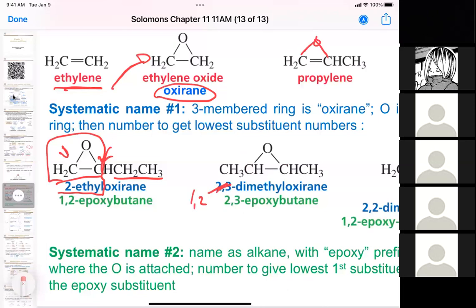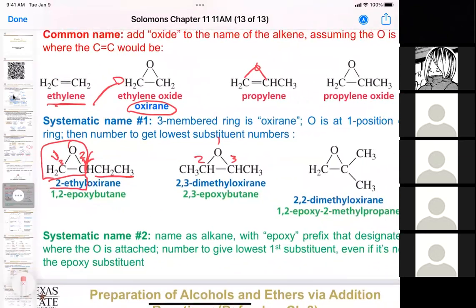Where do we start numbering in a ring? The thing that's different. 1, 2, 3. The oxygen takes the 1 position. The first substituent takes the 2 position. The second substituent takes the 3 position. So we have 1, 2, 3, and it is 2,3-dimethyloxirane.